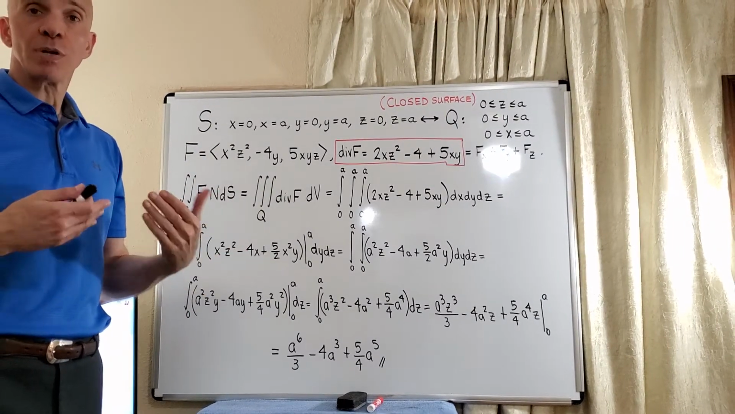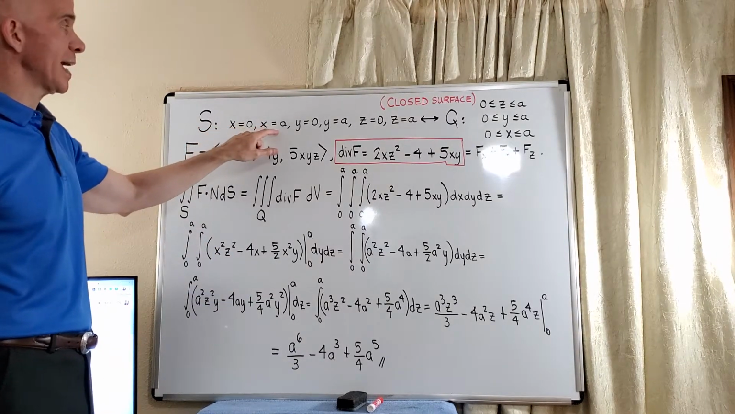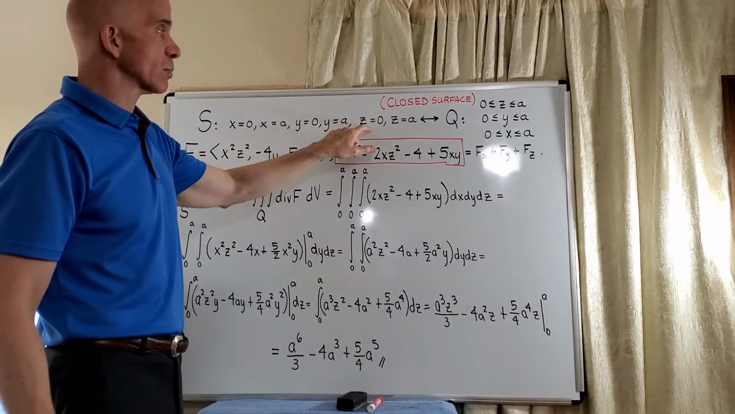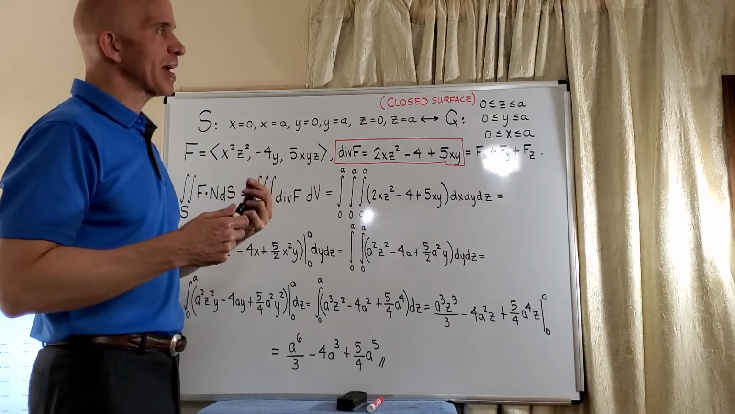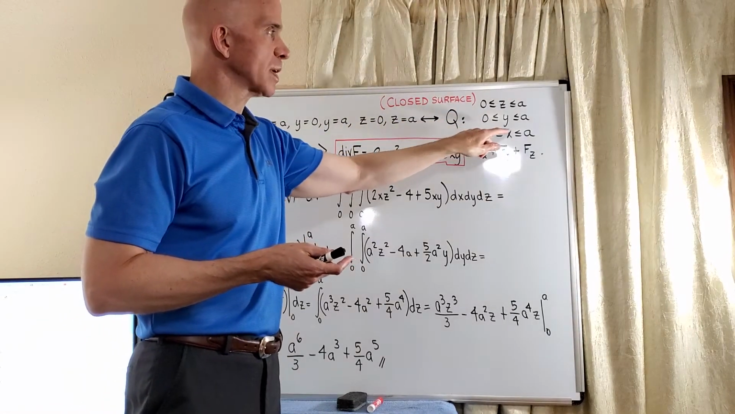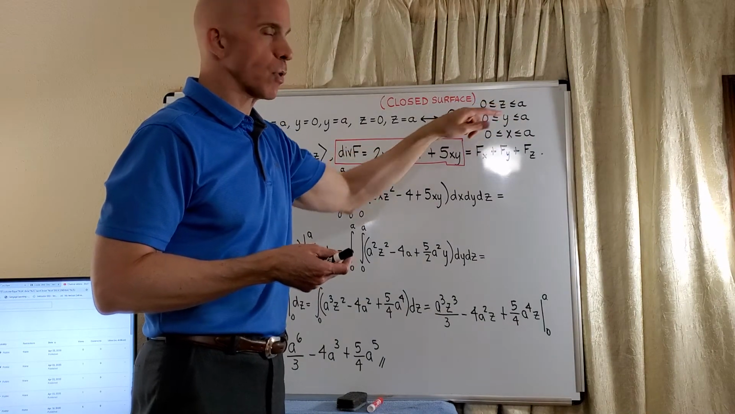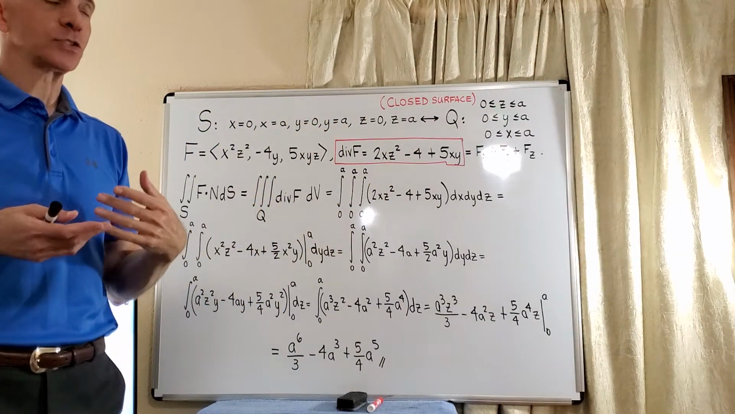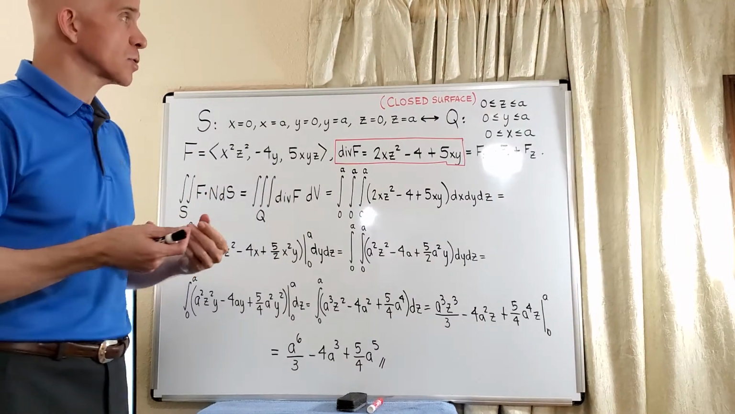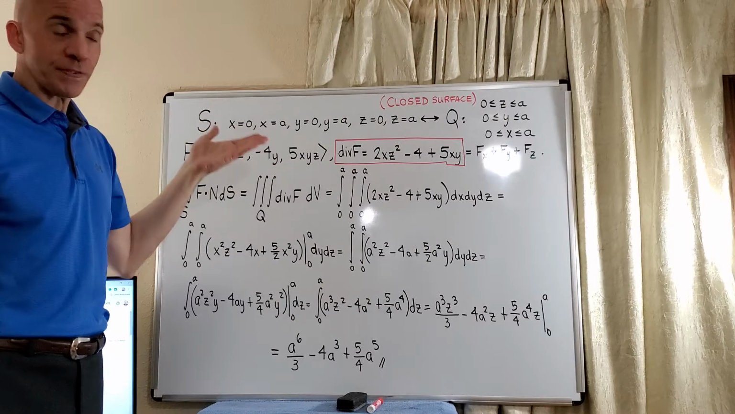a solid which is bounded by the surface of the cube. So we have x equals 0, x equals a, y equals 0, y equals a, z equals 0, and z equals a. So we can think of this solid region Q here, which is defined by x running from 0 to a, y running from 0 to a, and z running from 0 to a, as bounded by the surface, just like we think of a region in the plane being bounded by a curve. So again, the region Q is bounded by this particular surface.